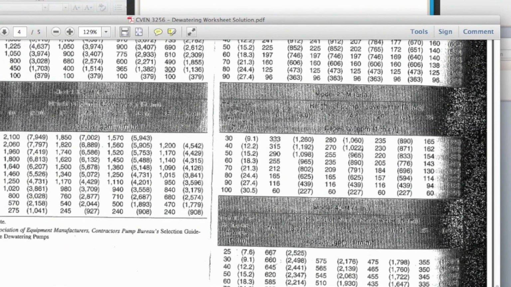So 333, not quite. We're looking to get 441. So it looks like our best bet is right here, which is going to be our 40M, which you can't read, but it's the 40M. So for this, I'm going to say we're going to use the 40M. And I believe we have 4 of those. So 4 40M pumps.